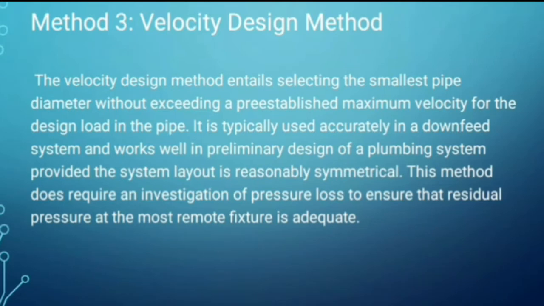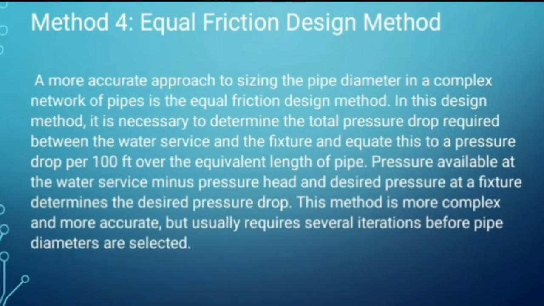Method 3, velocity design method. The velocity design method entails selecting the smallest pipe diameter without exceeding a pre-established maximum velocity for the design load in the pipe. It is typically used accurately in a downfeed system and works well in preliminary design of a plumbing system, provided the system layout is reasonably symmetrical. This method thus requires an investigation of pressure loss to ensure that residual pressure at the most remote fixture is adequate.